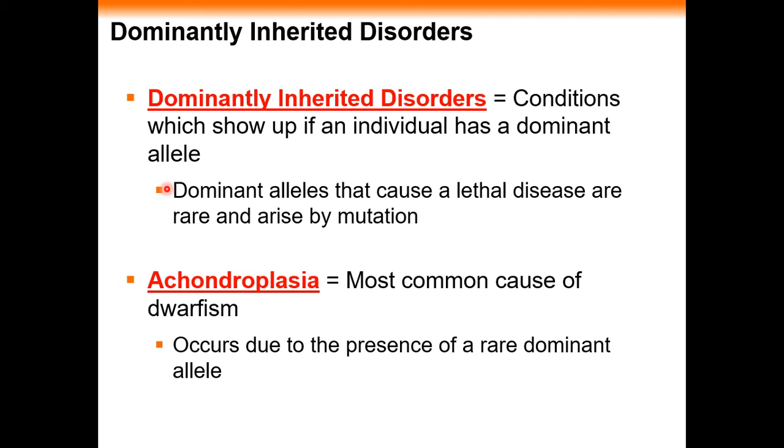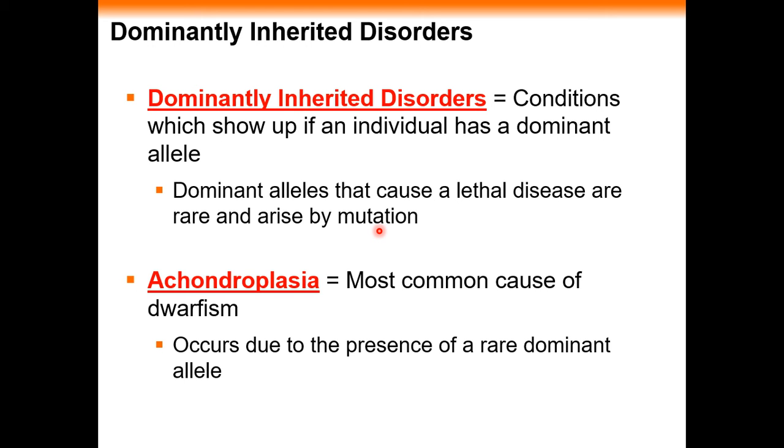Some disorders are dominantly inherited, right? These are conditions which show up when the individual has a dominant allele. The dominant allele sometimes could cause a lethal disease, right? Those can't be inherited. Why? Well, because if you have the disease, you die, right? So you just can't live to pass it on. So some cause a lethal disease, and those are really rare because they tend to die, which is why they're rare. And they appear by random mutations.